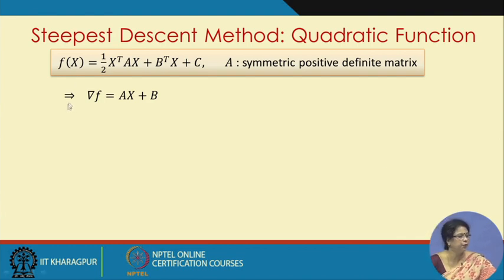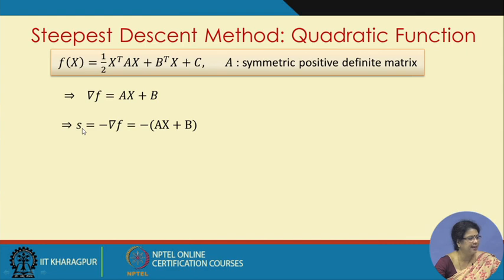Just see, if we consider f(x) as a quadratic function, grad of f would be equal to Ax plus b. There is no doubt about it. Therefore, the direction for the minimization problem, minus grad f, that is the reverse direction, is equal to minus (Ax plus b). From here we can say that s at x equal to xi is equal to 0. Will you object to it?